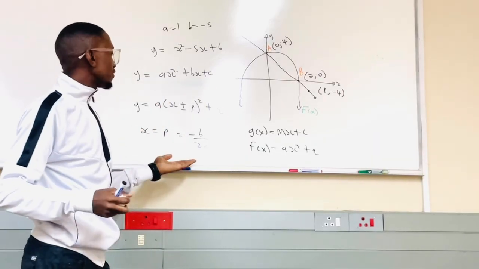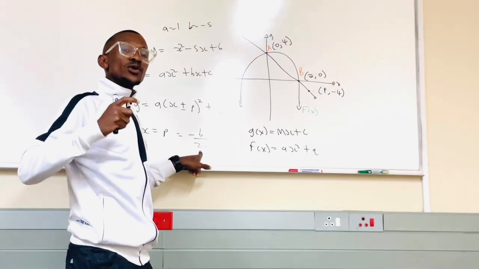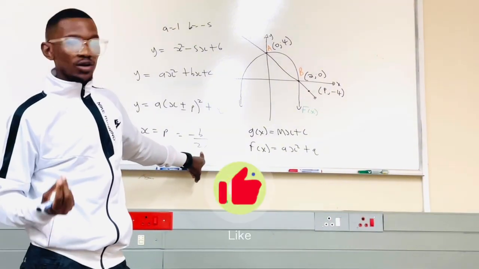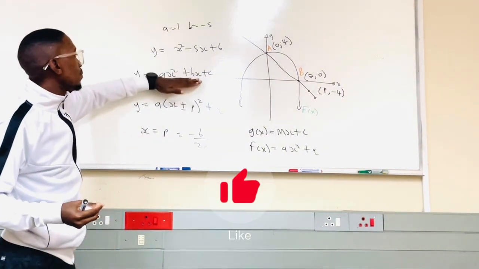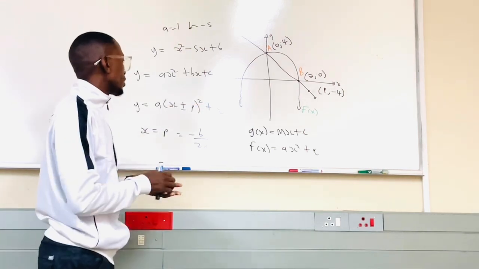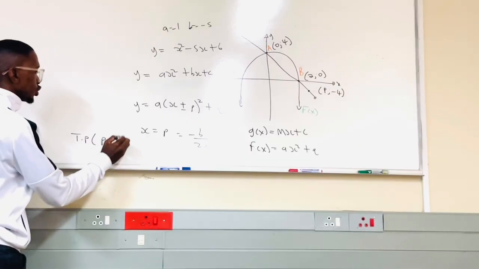So when you're using the formula minus b over 2a, this is the formula that is going to help you get what you call the axis of symmetry and the turning points. Because sometimes when you're given it in this form, it's so hard to get the axis of symmetry and the turning points, because the turning point is what we call TP, which is P and Q.